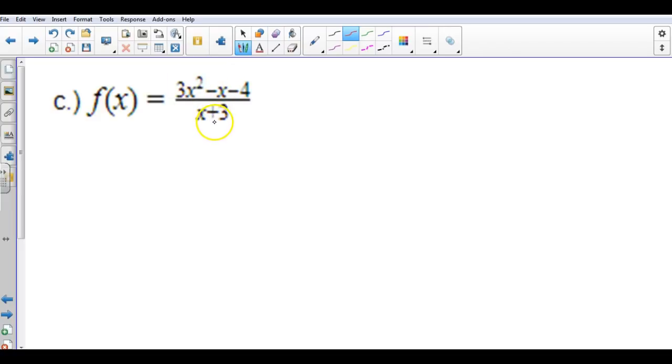Now in this case, I would use synthetic division to divide. So I'm bringing back some prior knowledge of synthetic division. First, I'm going to factor this numerator and see if anything would cancel out. And I end up with 3x minus 4 times x plus 1 all over x plus 3.